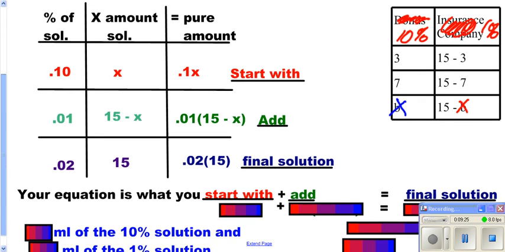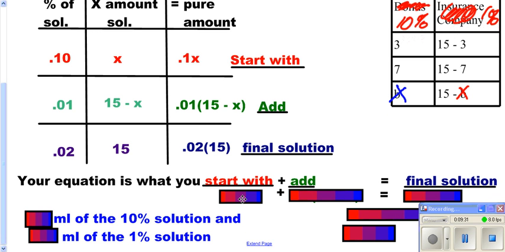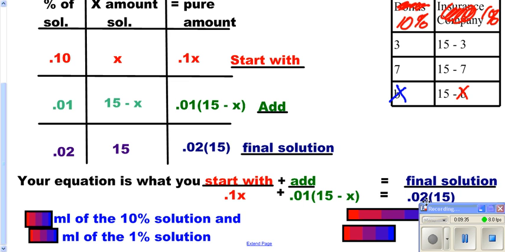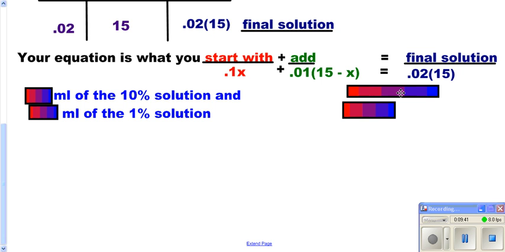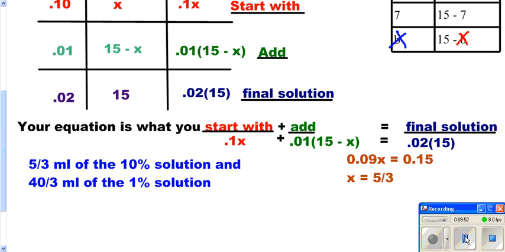Now your equation on these mixture problems are always going to be what you start with plus what you add equals your final amount. We started with, we added, and we ended up with for your final amount. And that always comes from the pure amount column. So when you solve that, we get this. So in other words, we're going to have 5/3 milliliters of the 10% and 40/3 from the 1% solution.